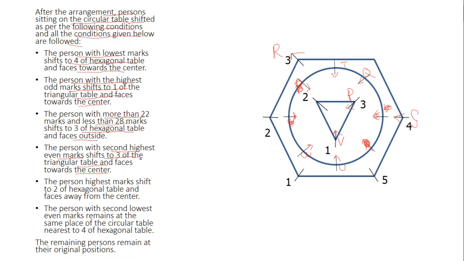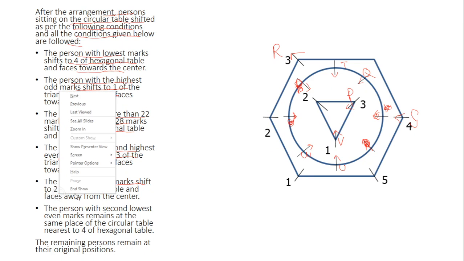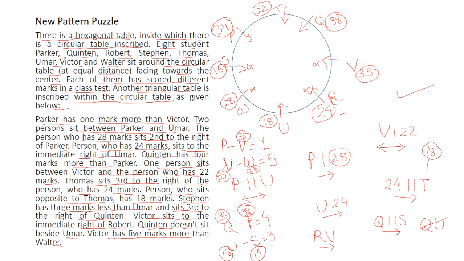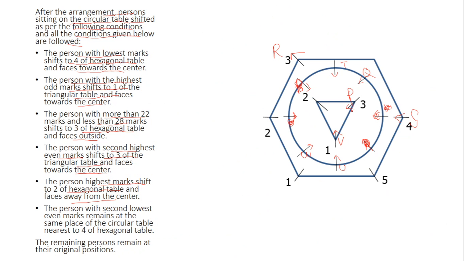Okay, then the person with highest marks is shifted to the second of the hexagon table and faces toward the center. Okay, the person with highest marks is Q. Okay, then Q would be shifted from here to the second of the hexagon and faced away from the center.